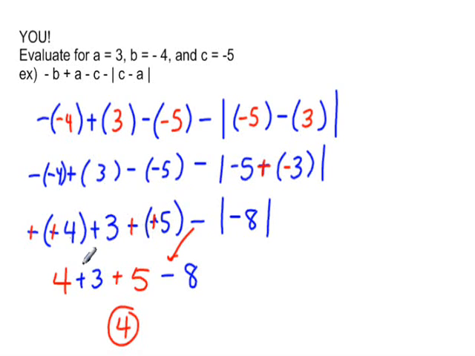And now I have addition, addition, subtraction. Order of operations tells me that I need to do it from left to right, so I go 4 plus 3 is 7, 7 plus 5 is 12, and 12 minus 8 is 4.